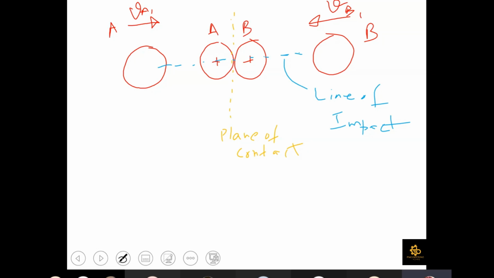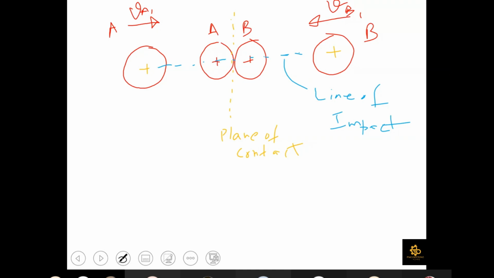Yes, sir. Okay, so just a quick review: what is central impact? It is an impact in which both the colliding particles were traveling along the line of impact before collision. In contrast, if we talk about oblique impact, what is oblique impact? When one or both of these particles are traveling with respect to the line of impact at some angle, that particular type of impact is termed as oblique impact.